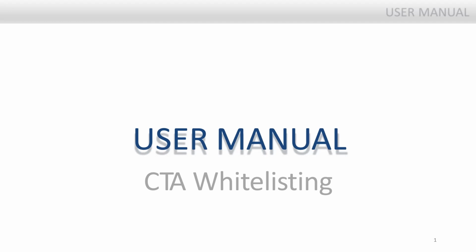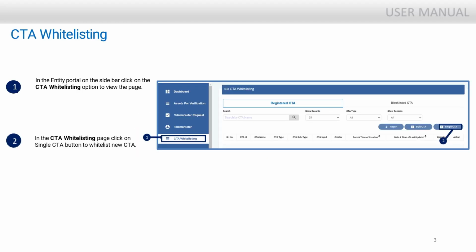Log on to your DLT panel using the login credentials provided to you. In the entity portal, on the sidebar, click on CTA Whitelisting option to view the page. In the CTA Whitelisting page, click on single CTA button to whitelist new CTA.